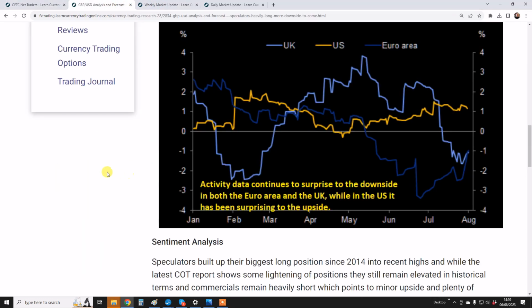Just want to show you this chart here. The US economy is actually doing better. This is activity data, continues to surprise to the downside of both Euro area and the UK. Well, in the US it's been surprising to the upside. So the US up here, obviously UK and Eurozone down here. Eurozone is going into recession, so is the UK. So the US has a better economy. It's got a really good yield in terms of interest rates. We think that is why the USD will strengthen going forward.